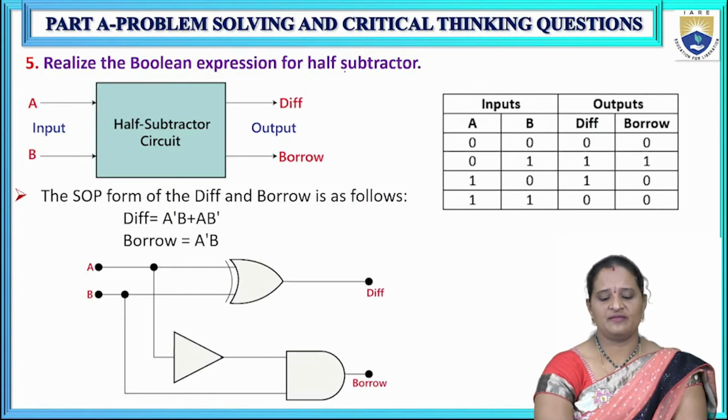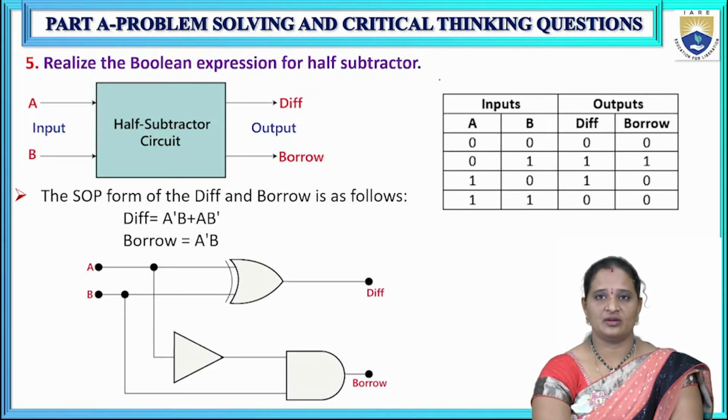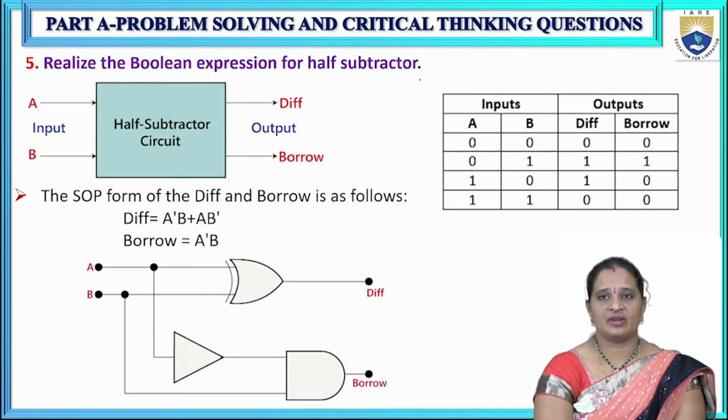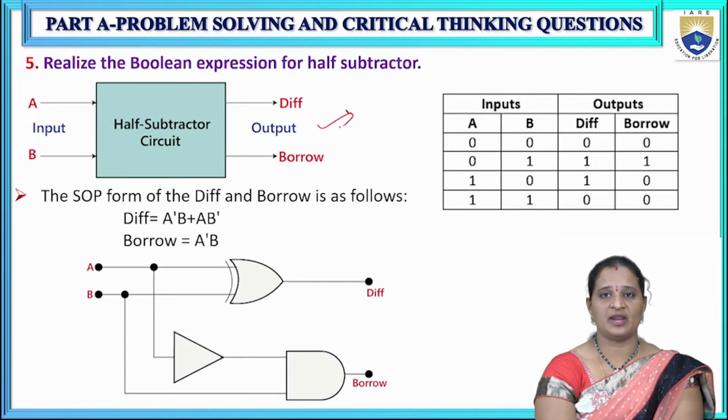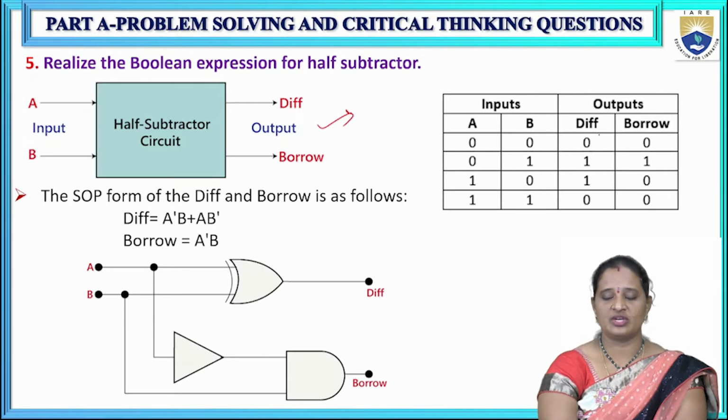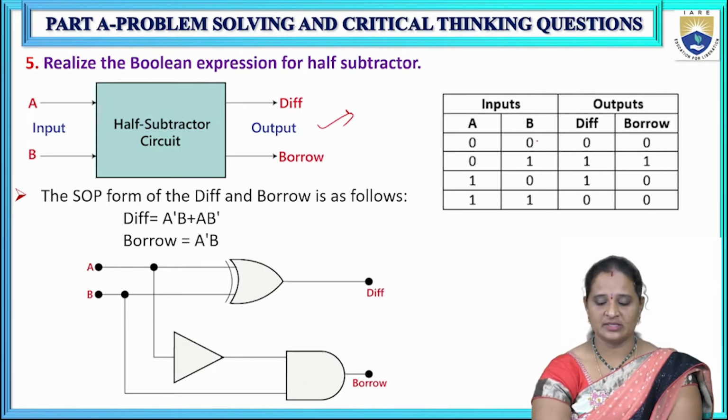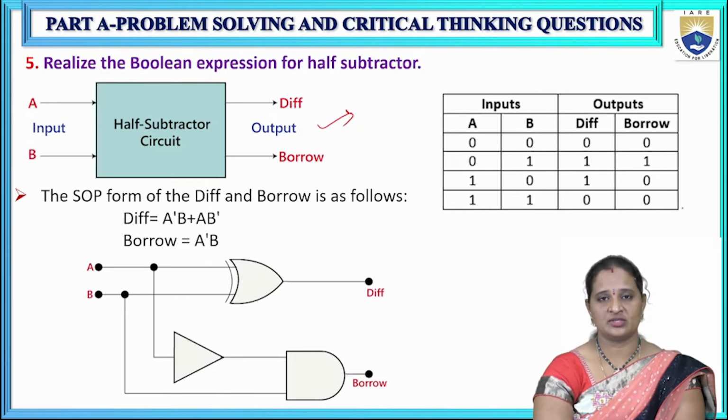Now realize the Boolean functions using half subtractor, expressions for half subtractor. So define a half subtractor. Just draw the block diagram of half subtractor like this and give the truth table. The truth table consists of 2 inputs and 2 outputs. Just write down a few concepts about when the difference output becomes 1 and when the borrow output becomes 1. Just write down a few sentences about this.